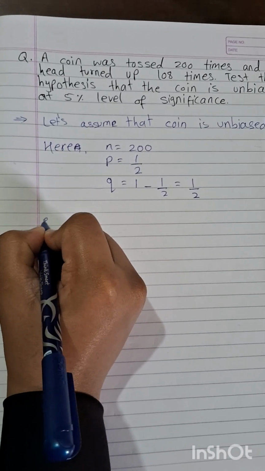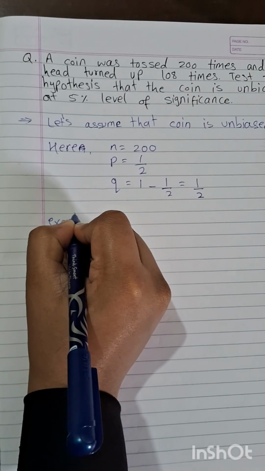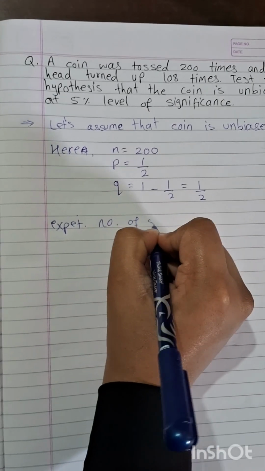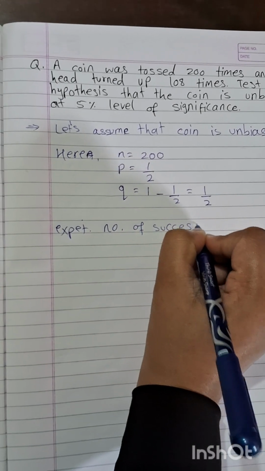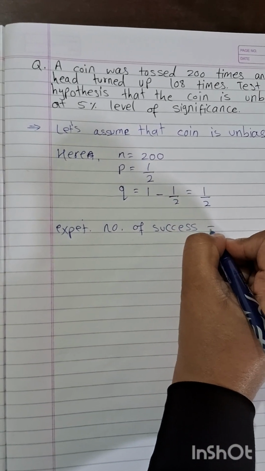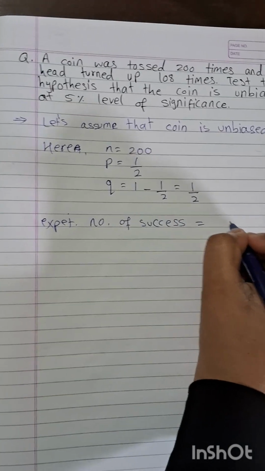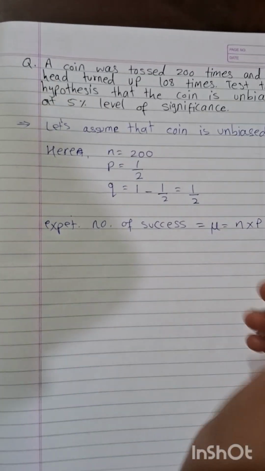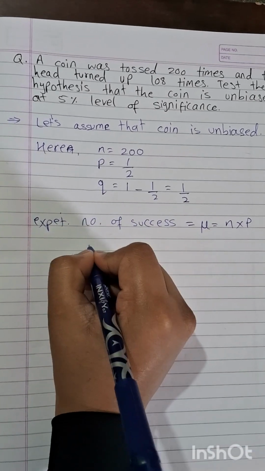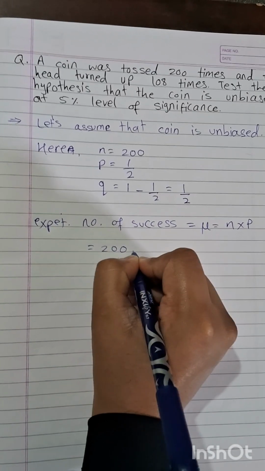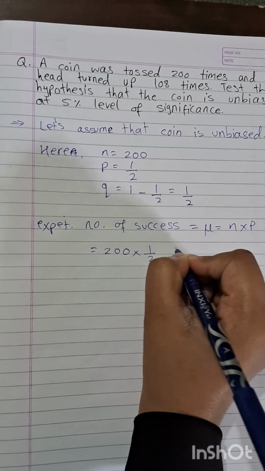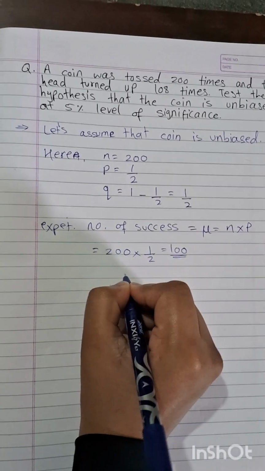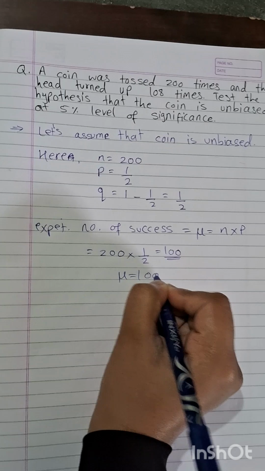Now the expected number of success is equal to mu, which is equal to n into p. Here we will put the values in the formula. So we get mu is equal to 100.